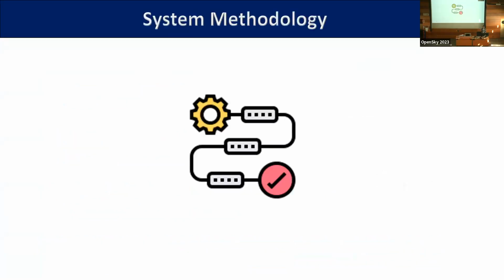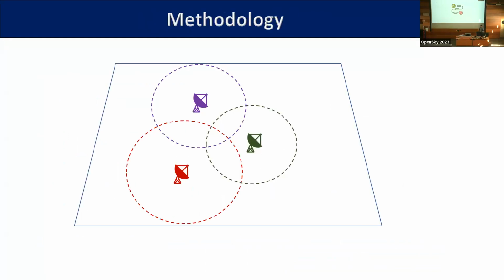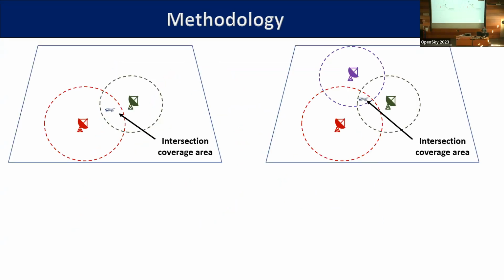So what is the system methodology that we are trying to bring up as a new method to check the trustworthiness of the messages? As I said, there are different sensors, and these sensors overlap with each other. As an example, in this figure, there's an aircraft crossing an area covered by 3 sensors. So we are trying to predict the location in this intersection area. Once we have this intersection area, we can predict where the aircraft is inside it.